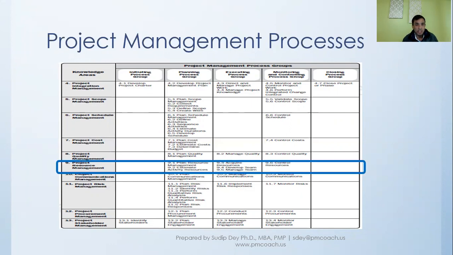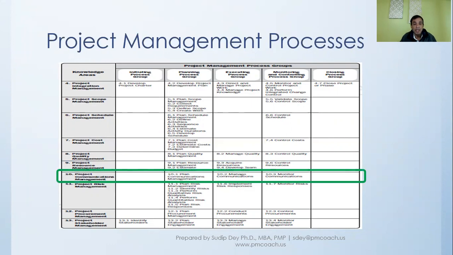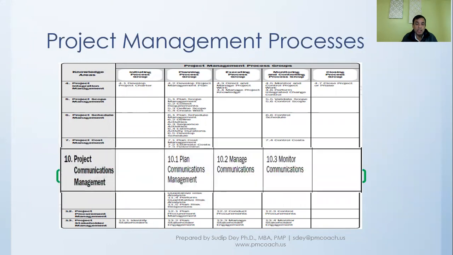In our last session, we looked at resource management. In fact, we covered it over 2 days and we looked at 6 processes in the project resource management knowledge area. Today, we are moving into communication management, and there are 3 processes in it. If you look at it closely, we'll see that there is one process in the planning process group, one in the executing process group, and one in the monitoring and controlling process group.